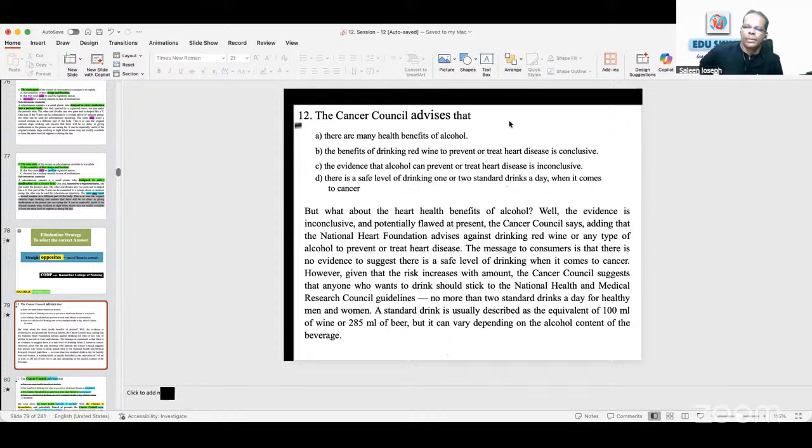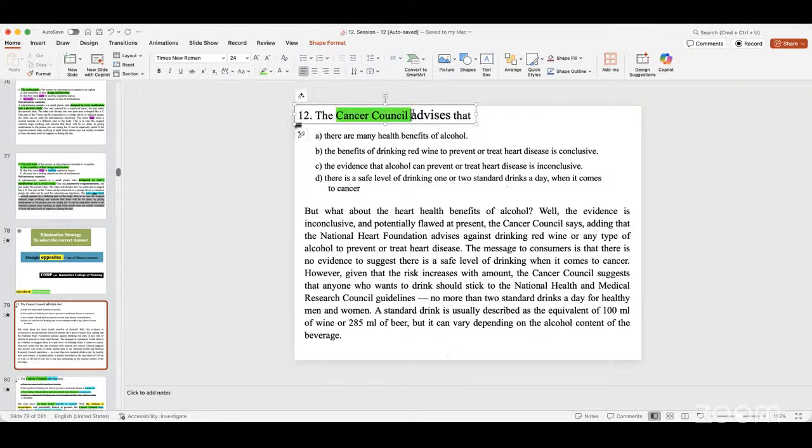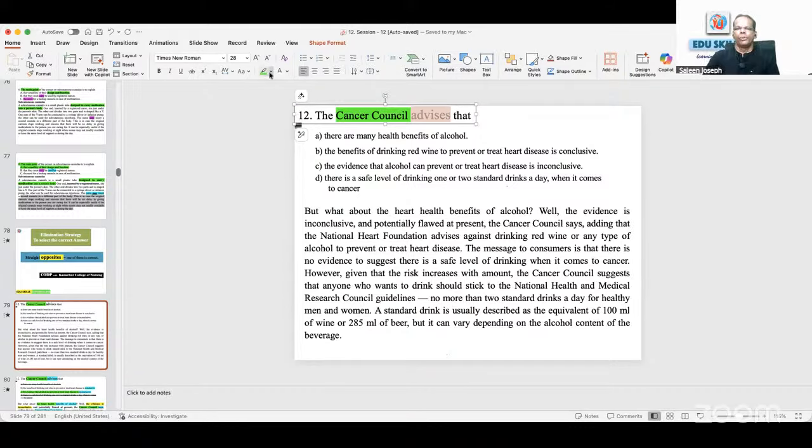Okay. The Cancer Council advises that. Hedging words? Cancer Council, the name. Advises. Okay. Option A.